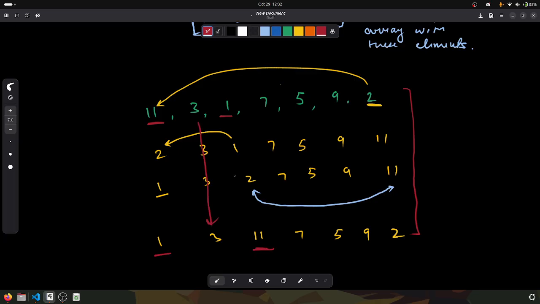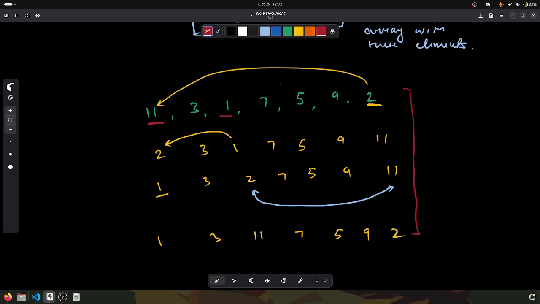3 is in its position, 7 is in its position, 5 is in its position, 9 is in its position, and 2 is also in its position. So after these 3 swaps, we essentially swapped 1 and 11 only. So we performed a swap between two odd numbers only.